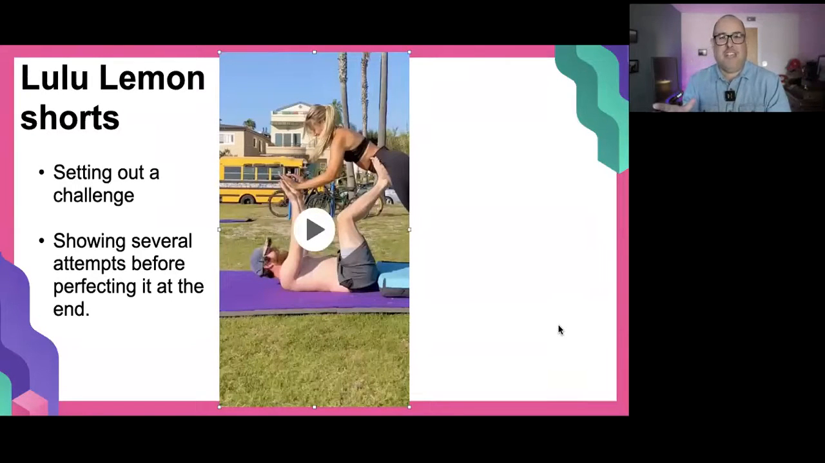How she doesn't break a rib, I'll never know. Every time, I must have watched that about 30 times now, and every time I wince, because I think to myself, yeah, that could so go wrong. But that's a really good example of showing several attempts before perfecting it just at the end.